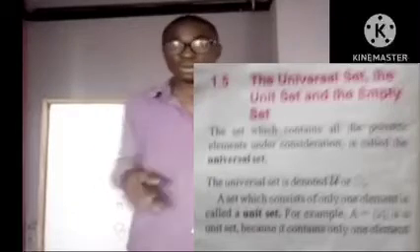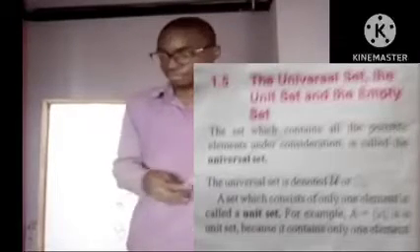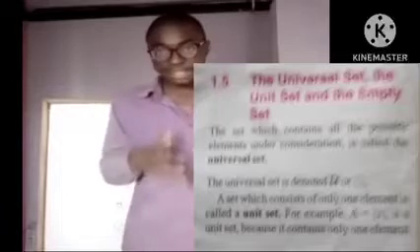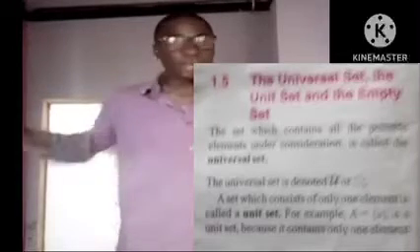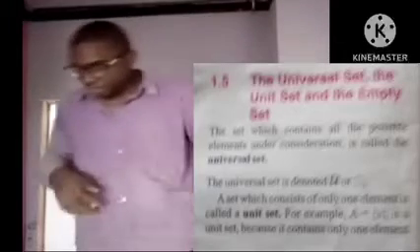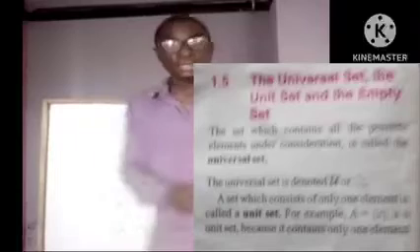So basically a unit set is a set which consists of only one element. Then an empty set is a set which consists of no elements at all. So we have the notations for these unit sets and empty sets. For example, you have the unit set, and then we also have the empty set. So there are two ways of representing an empty set.